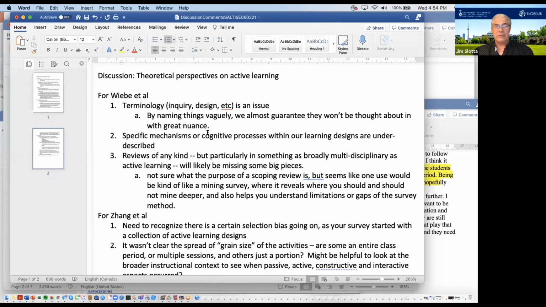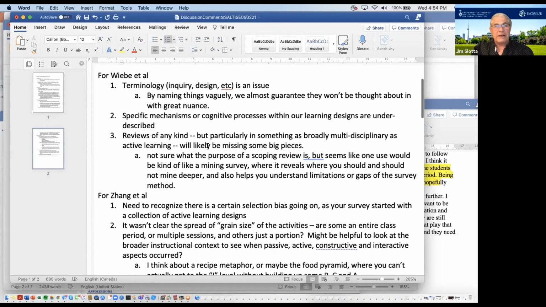Another interesting thing that I think came out of that paper for me was that even in the learning sciences papers, which is saying something, the specific mechanisms or the cognitive processes that underlie those learning designs are not always well described. I could call them under-described. And then finally, that reviews by their nature, but particularly on something like this that's really broad, like active learning and it's called by different names, and we're going to look inside a literature that's already a multidisciplinary community, you're going to be missing some big pieces.